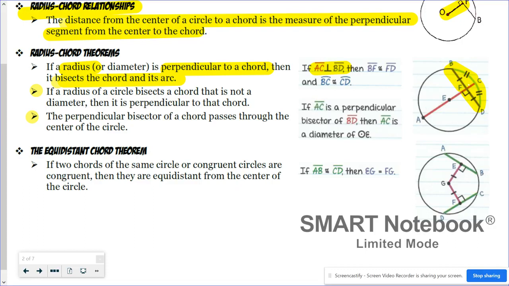The equidistant chord theorem says if two chords of the same circle or congruent circles are congruent, then they are equidistant from the center of the circle. This diagram over here on the right is illustrating that. If chord AB is congruent to chord CD, then EG equals FG. Notice EG is the distance chord AB is from the center, and FG is the distance that chord CD is from the center. So congruent chords means they're equidistant from the center of the circle.